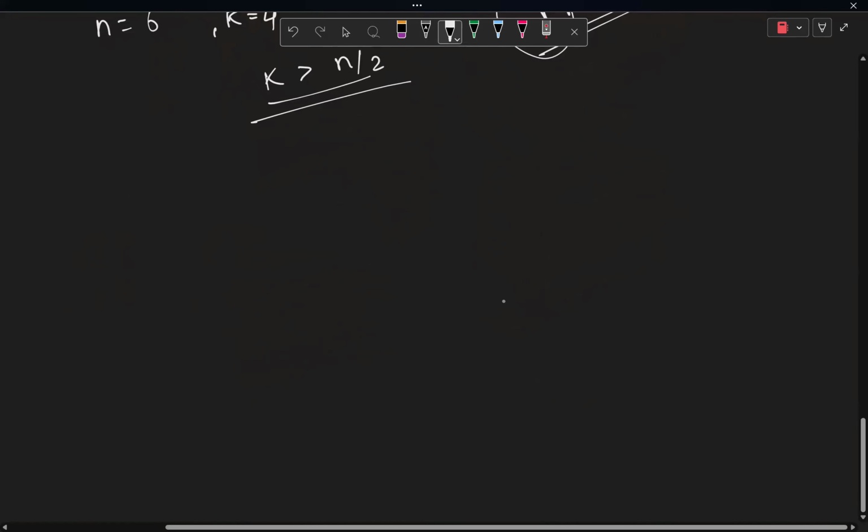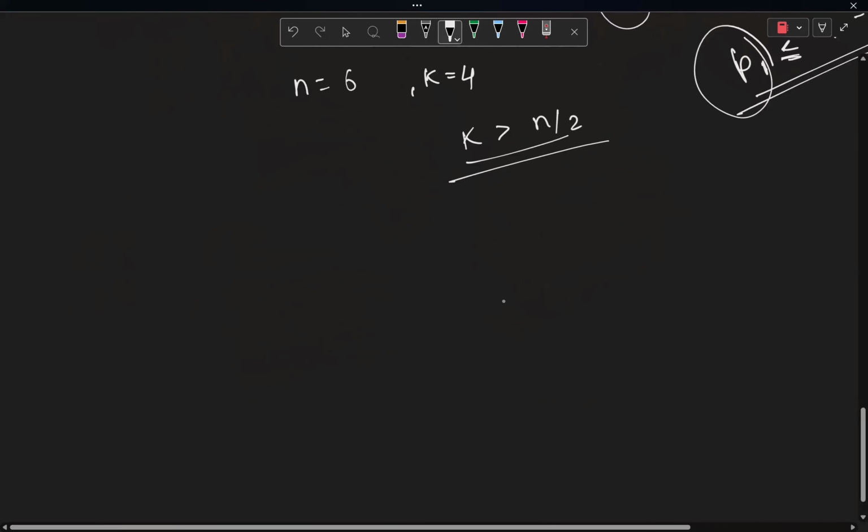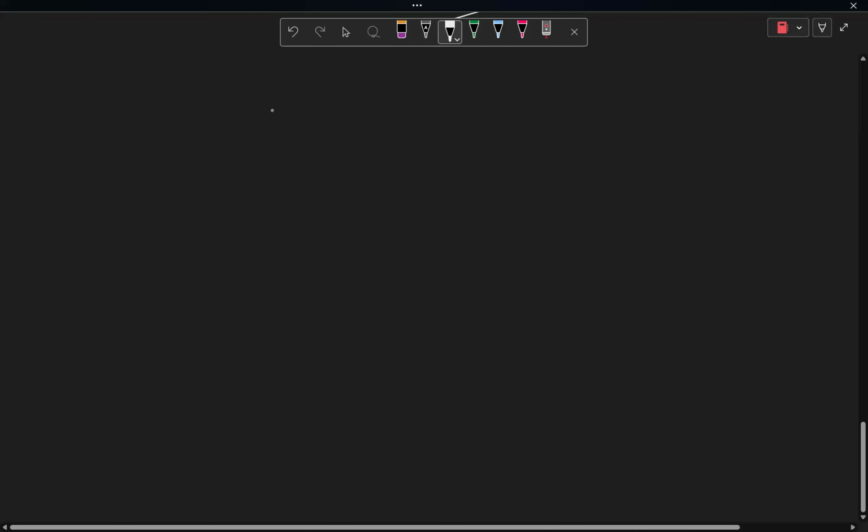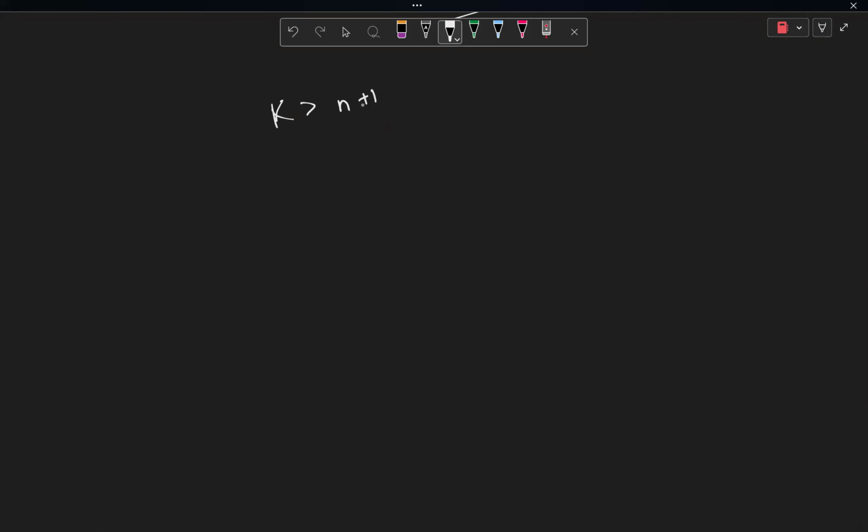If you try to think about it, you will realize it is never possible for any k being greater than n by 2, or maybe you can just say n by 2 upper ceiling. It is never possible for any one of these. Basically, there is no way of having stalls in any way such that you are able to get this many items.